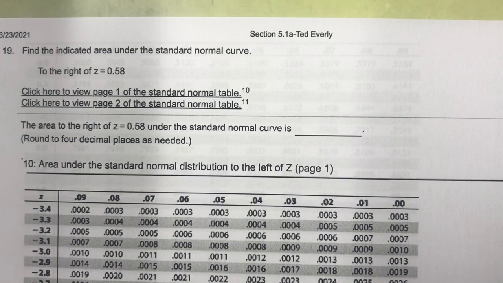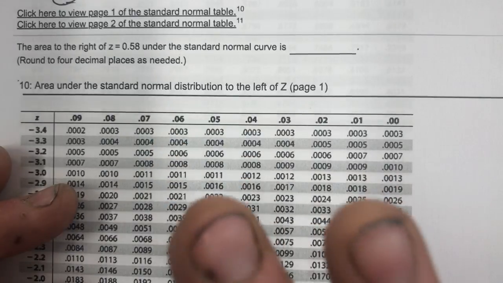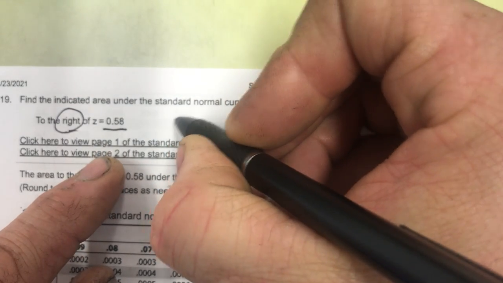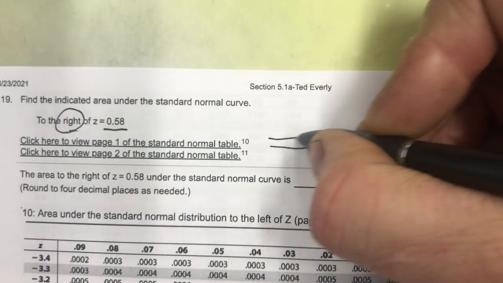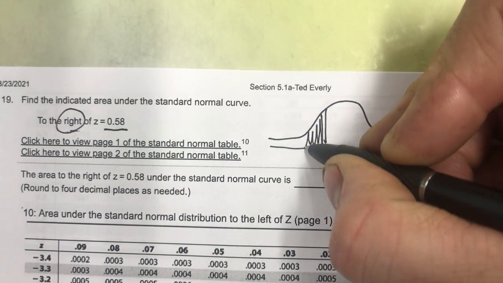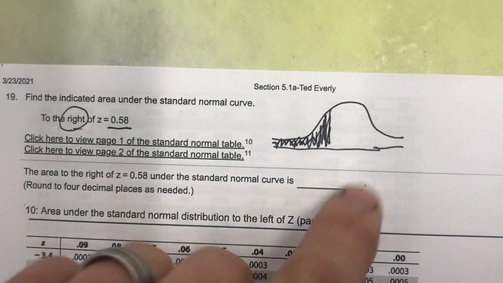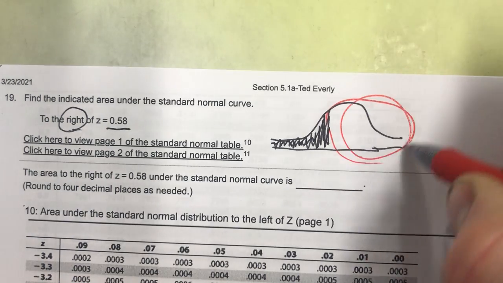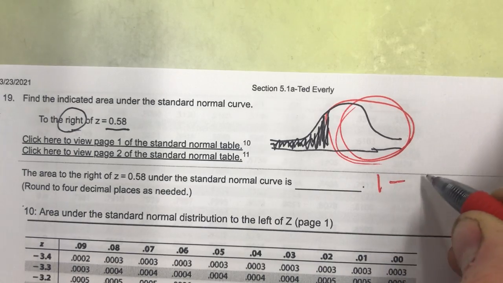Okay, number 19. To the right of this. Now it says to the right. The table goes to the left. So since this says to the right, I look this value up, 0.58, and I subtract it from 1. Because see here, let me tell you again. This graph, 0.58 is right here. The table does this right here, but that's not what we're wanting. We're wanting to the right of that. So see, we're wanting all this part over here. That's what we want. So what I do is I find this, and then I do 1 minus whatever that is.